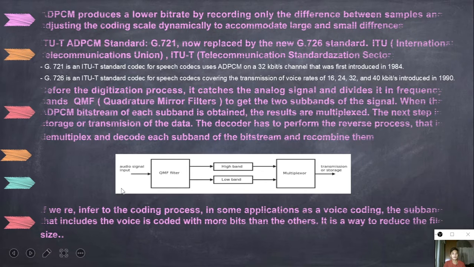This is a scheme of ADPCM, with the audio signal input going to the QMF, which splits into the high band and low band, then to the multiplexer, through transmission or to storage. If we refer to the coding process, in some applications such as voice coding, the subband that includes the voice is coded with more bits than the other. It is a way to reduce the file size.